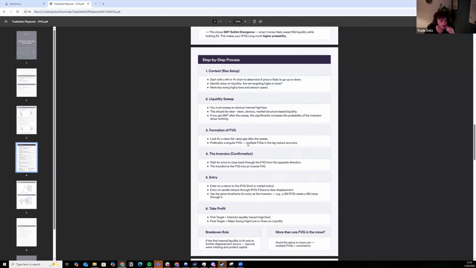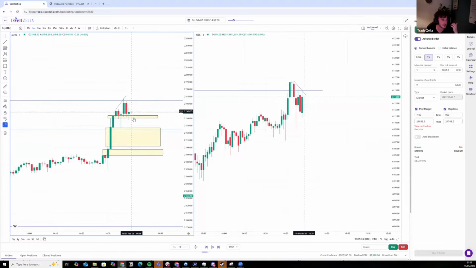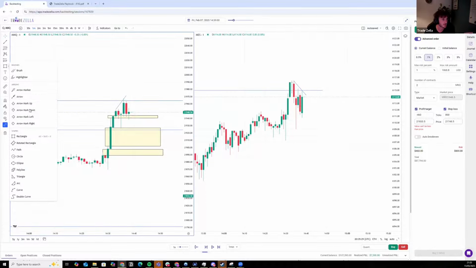Where's formation? Preferably a single fair value gap, multiple fair value gaps in the leg reduce accuracy. So here we've got 1, 2, 3 fair value gaps in this leg. Okay. So this means that this is not an A plus, right? And the reason is because yes, okay, we inverse this fair value gap, then we just trade into this fair value gap.